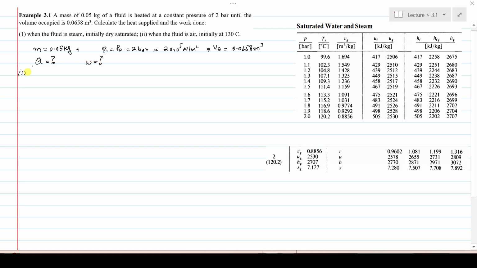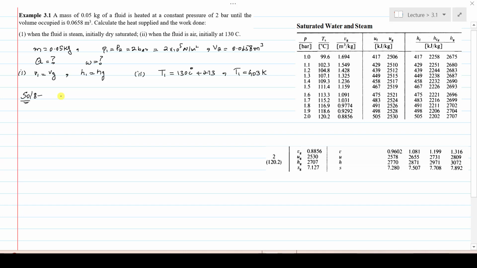Some initial conditions are given. When the steam is initially dry saturated, from the saturated steam table the V1 value will be equal to Vg and the H1 value will be equal to Hg. In the second condition, the fluid is air and its initial temperature is 130 centigrade. To convert that into Kelvin, just add 273, and you will get T1 as 403 Kelvin.